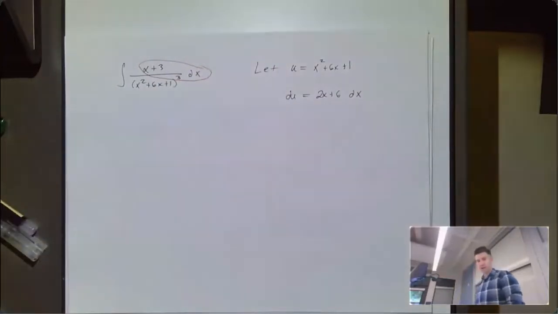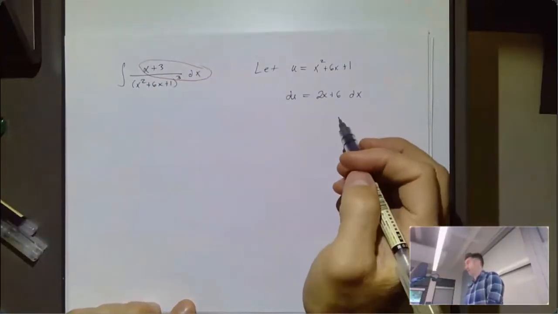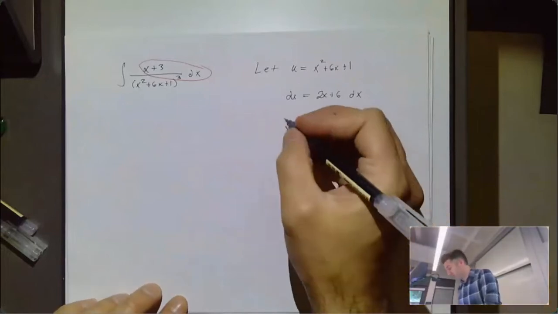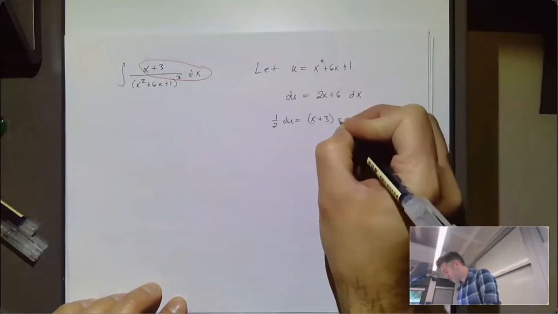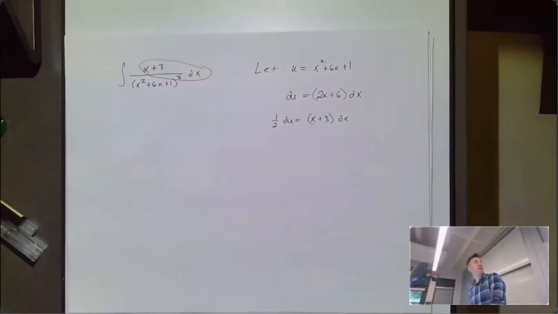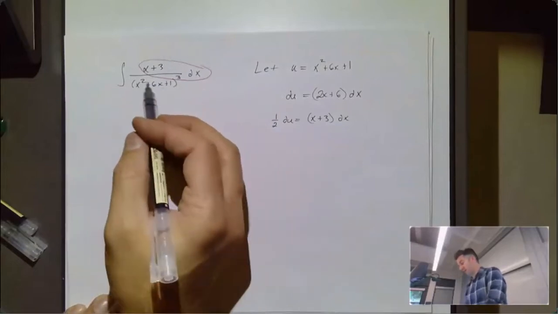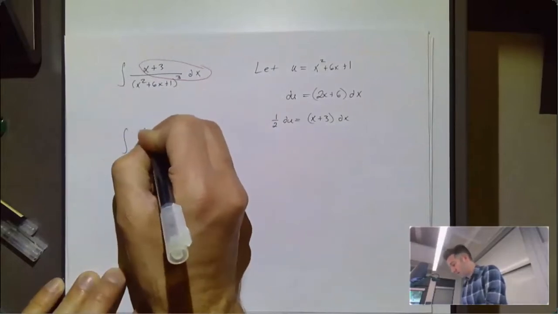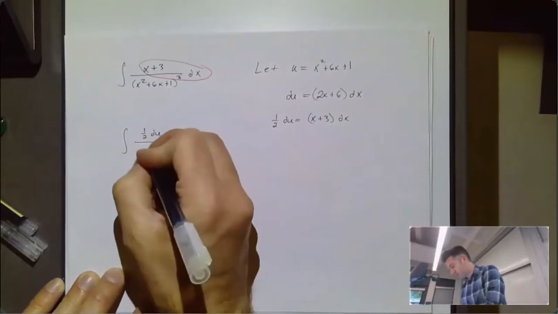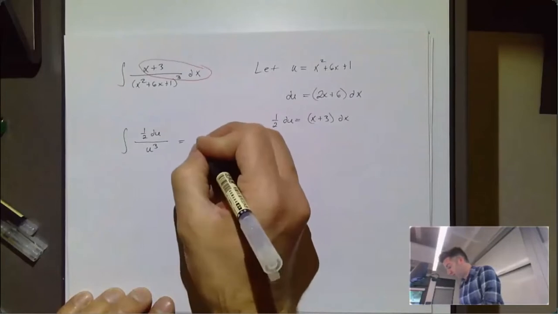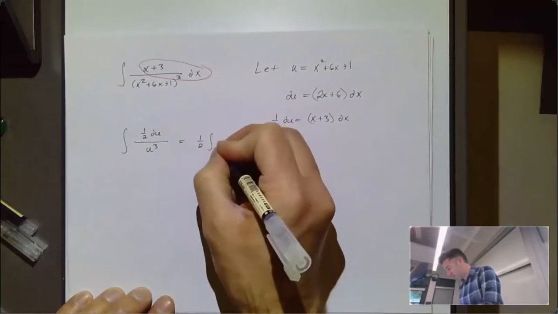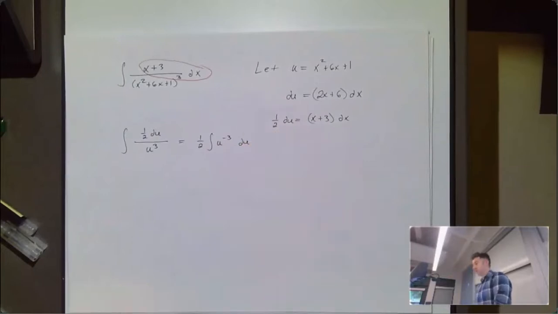Sorry, I mean to capture that 3 in there. I'm going to try and make this right-hand side look like an x plus 3 times dx. So I'm going to multiply both sides of this by 1/2. So that if du equals 2x plus 6 dx, 1/2 du equals x plus 3 dx. So this top part here is going to get replaced with a 1/2 du over u cubed. This integral probably bears rewriting. I would much rather rewrite this as 1/2 times the integral of u to the -3rd du. It's going to make it easier to deal with.